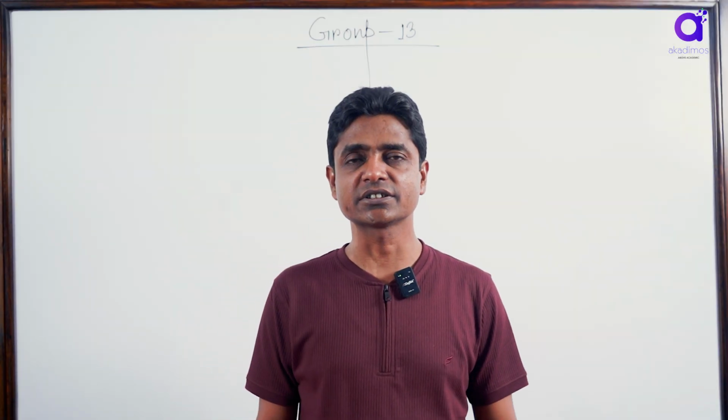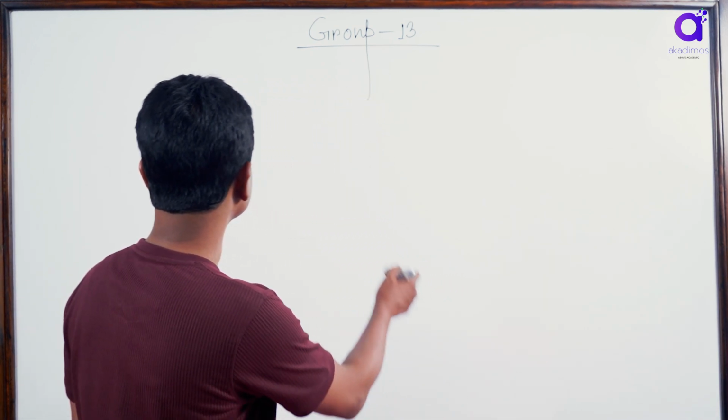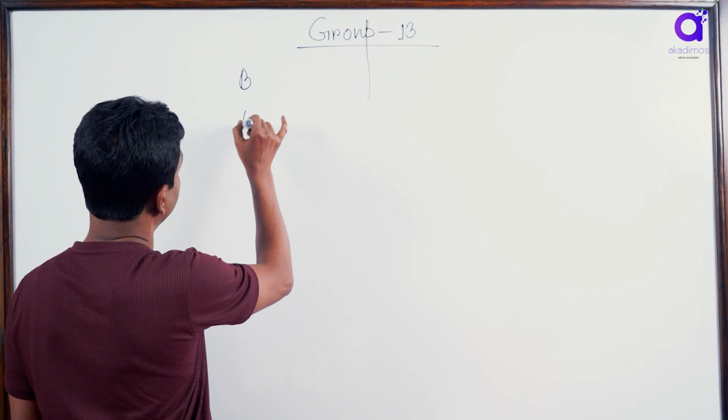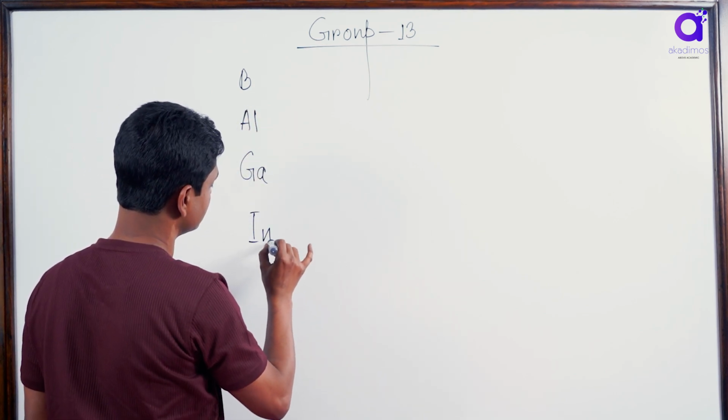Today I am going to discuss group 13 elements. Mainly I will focus on boron. In group 13, you will get boron, aluminium, gallium, indium, thallium.